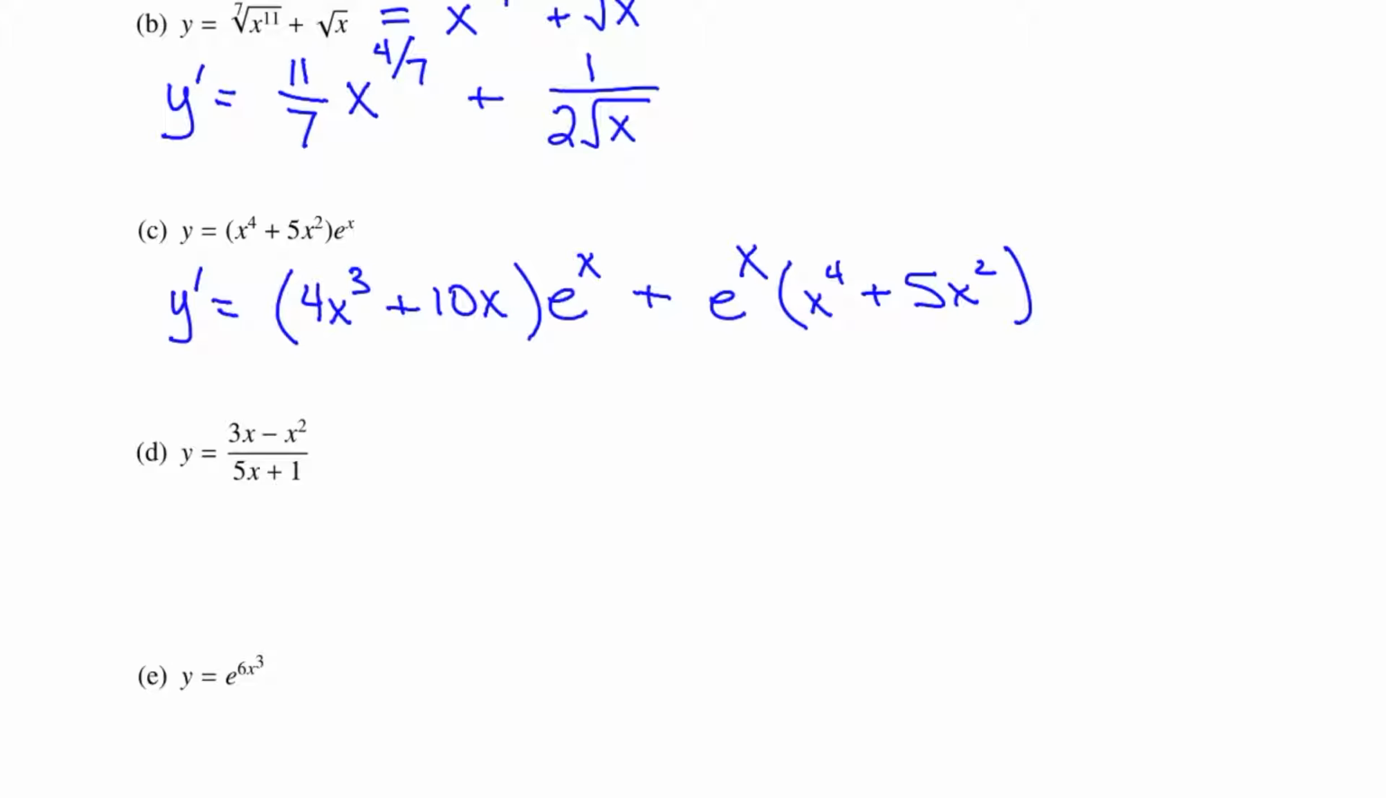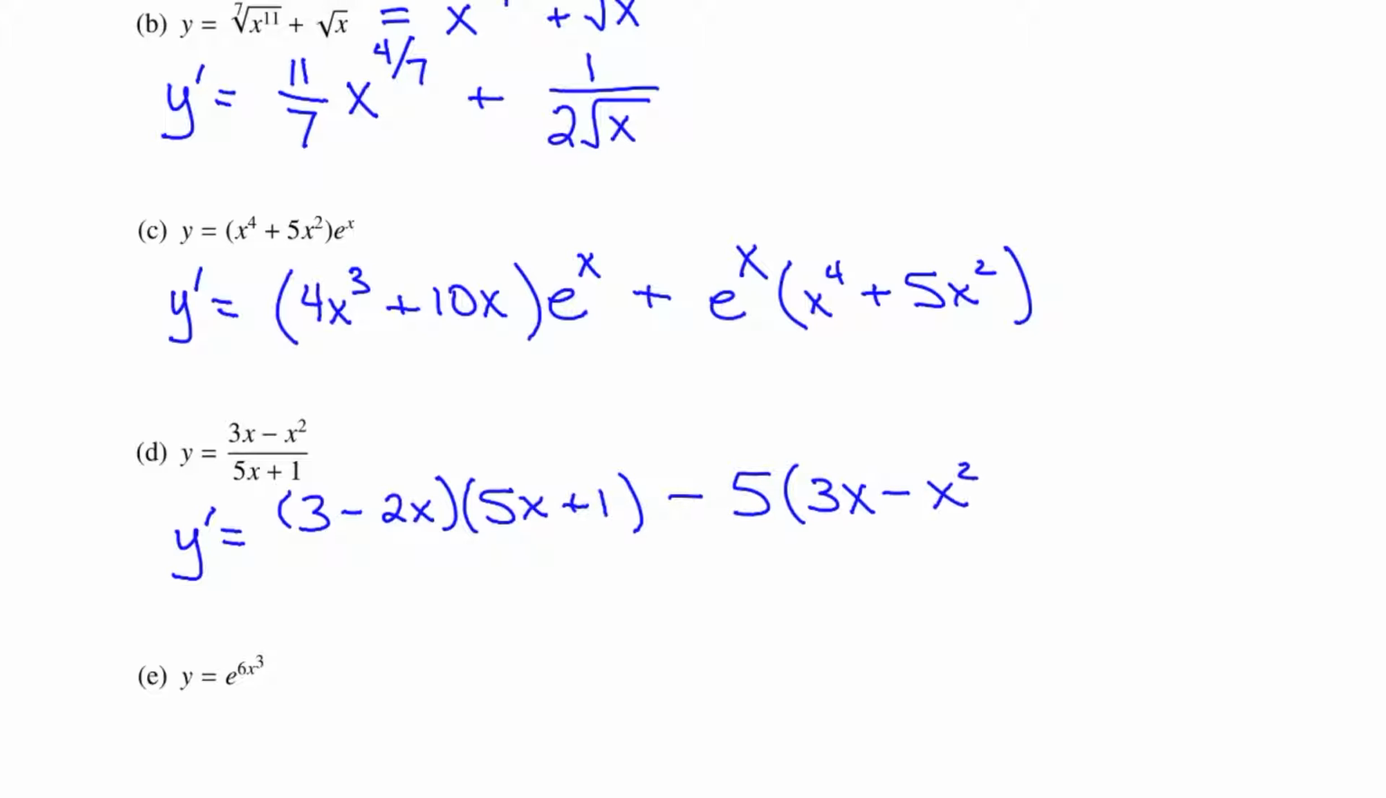Question D, find the derivative. This is a quotient rule. So it's the derivative of the top times the bottom unchanged, minus the derivative of the bottom times the top unchanged, divided by the bottom squared.